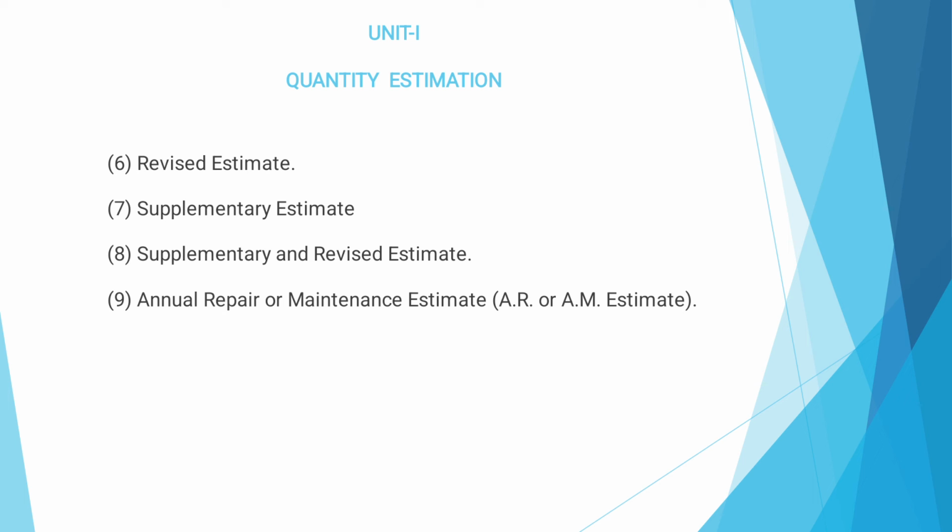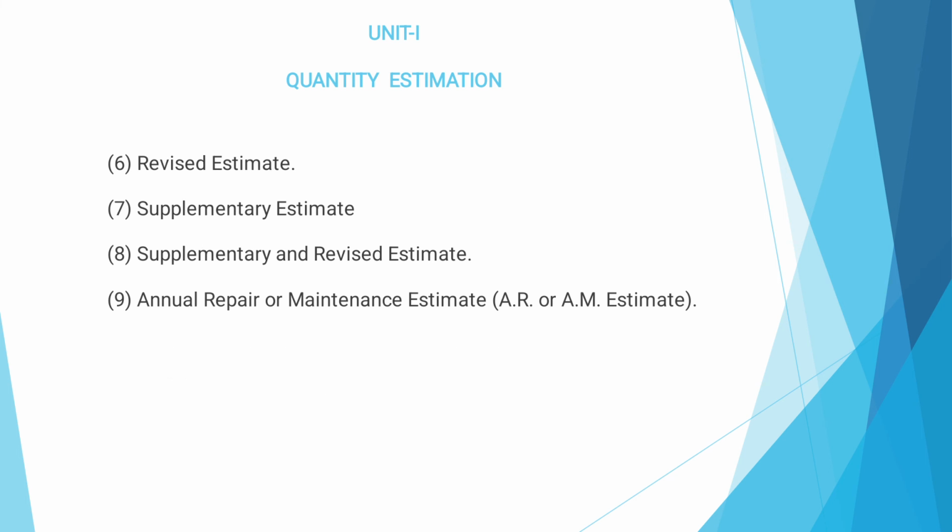The revised estimate should be accompanied by a comparative statement showing the variations of each item of work, its quantity, rate and cost under original and revised side by side, the excess or saving, and the reason for variation. That is called revised estimate.